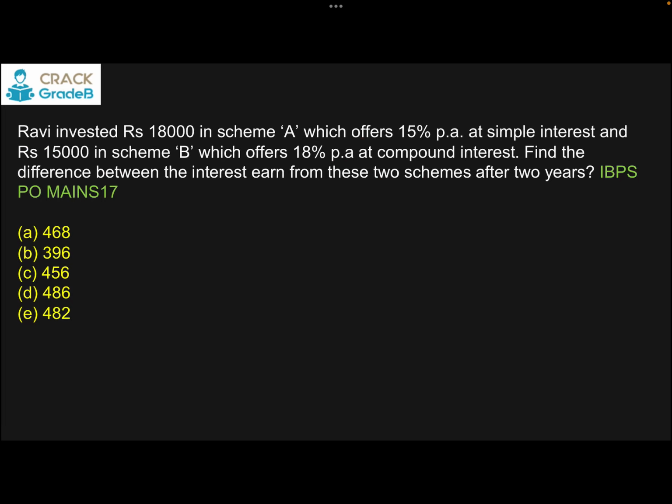Ravi invested rupees 18,000 in scheme A, which offers 15% per annum simple interest, and rupees 15,000 in scheme B, which offers 18% per annum at compound interest. Find the difference between the interest earned from these two schemes after 2 years. So you know scheme A has principal equal to 18,000. Rate of interest is 15% per annum, it is invested under simple interest, and the number of years is 2. So what is the total simple interest earned?